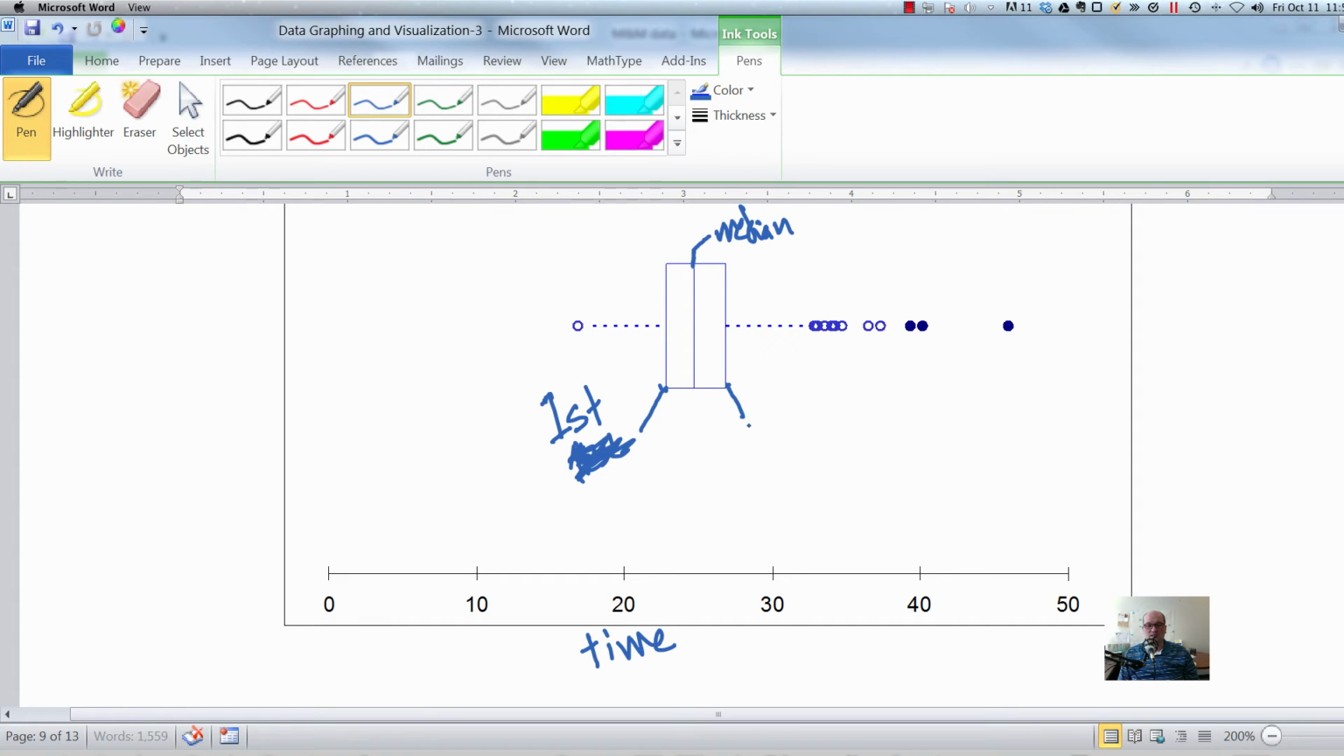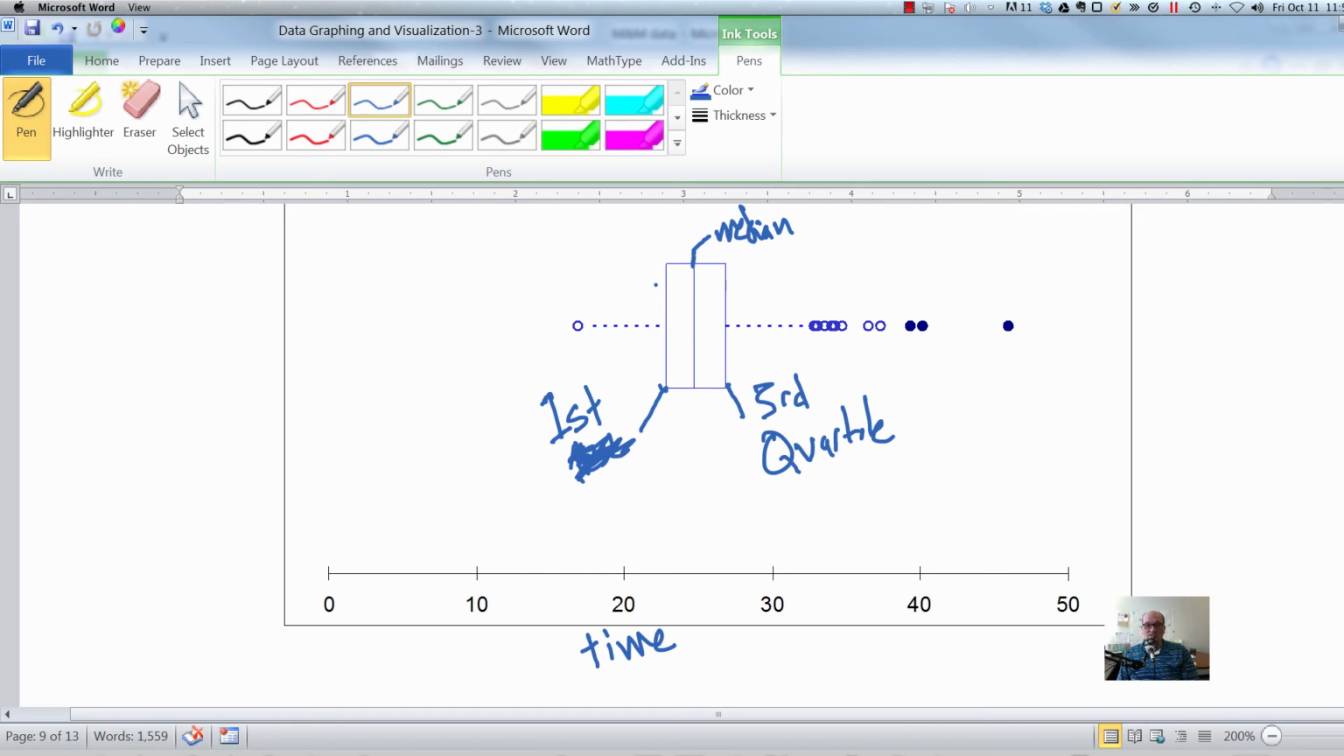The one on the other end of the box is the third quartile. What's a quartile again? The first quartile is the 25th percentile. The third quartile is the 75th percentile. And the median, we say, is the 50th percentile. 50th percentile just means half of the data is on one side and half the data is on the other side.